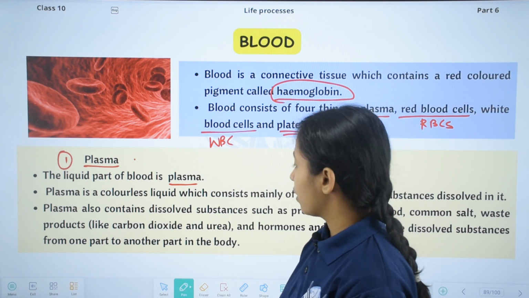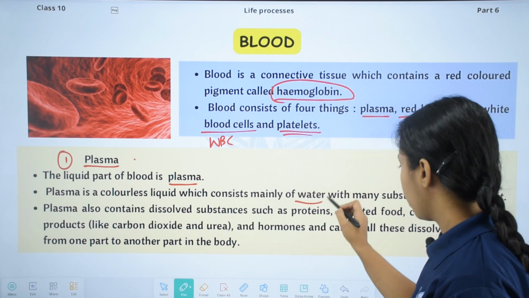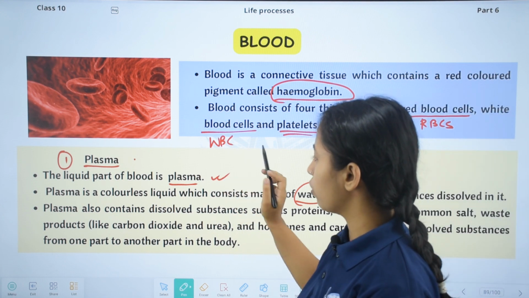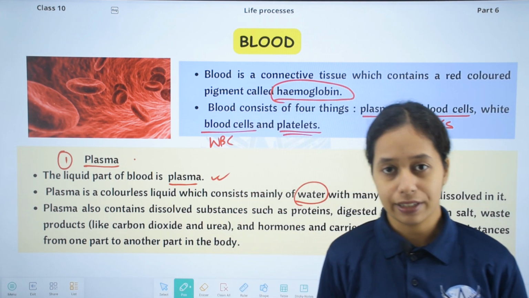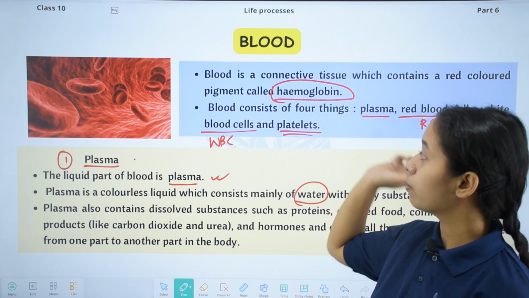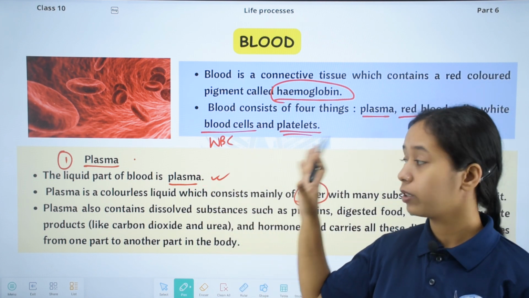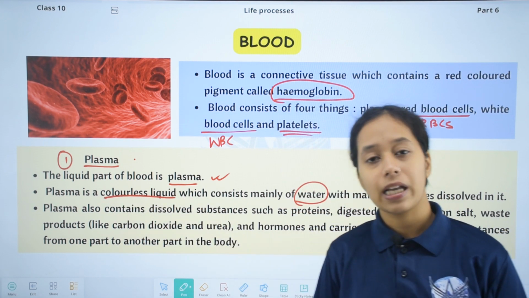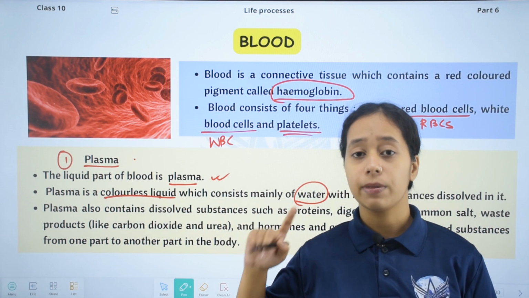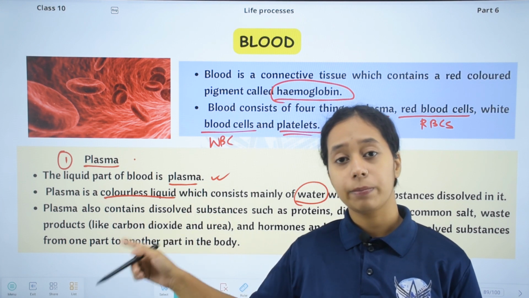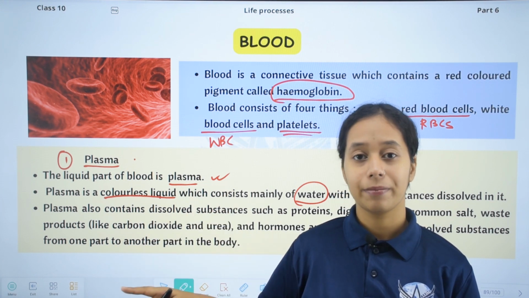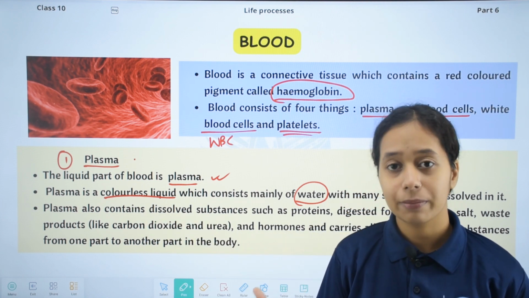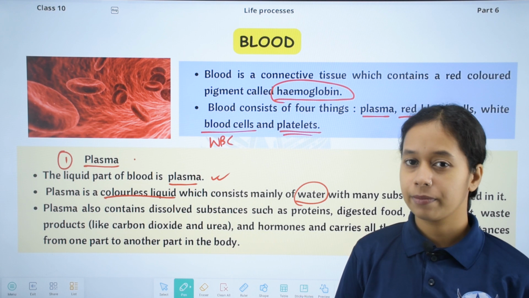Plasma is a colorless liquid which consists mainly of water with many substances dissolved in it. This plasma is not red in color. Hemoglobin is not in the plasma. Plasma is a colorless liquid. If hemoglobin were in plasma, it would be red, but plasma is not red, meaning there is no hemoglobin. It is a colorless liquid.